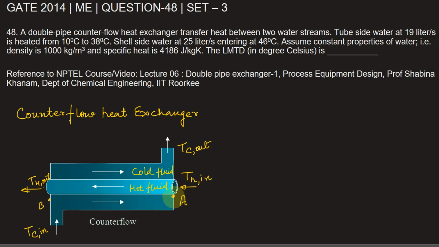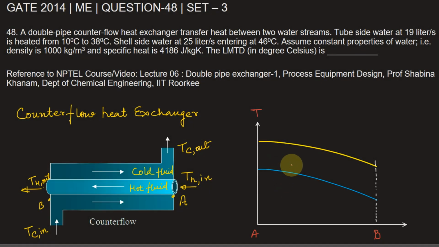Now let's represent the variation of temperature from point A to point B of the hot and cold fluid. In this diagram, the yellow line represents the hot fluid and the blue line represents the temperature variation of cold fluid. Since this is a counterflow heat exchanger, as the name suggests, the flow is in opposite directions. The cold fluid enters at Tc in and exits at Tc out. Hot fluid enters at Th in and exits at Th out.